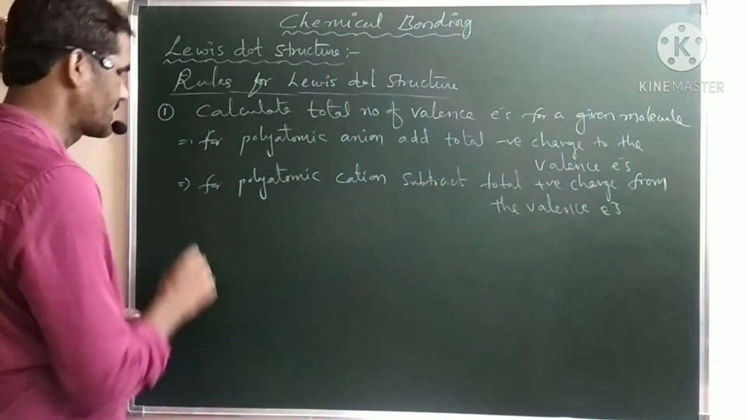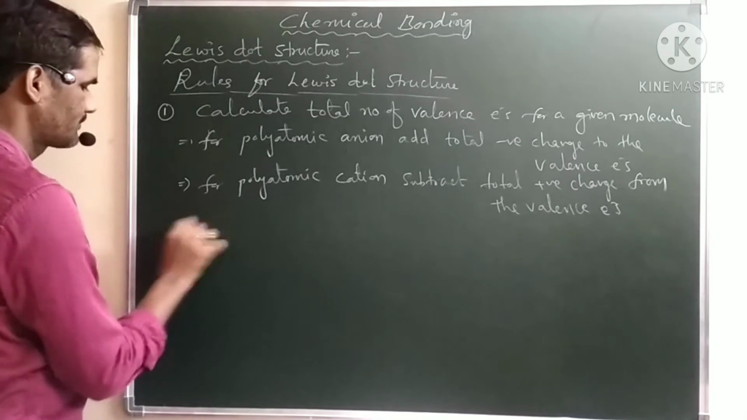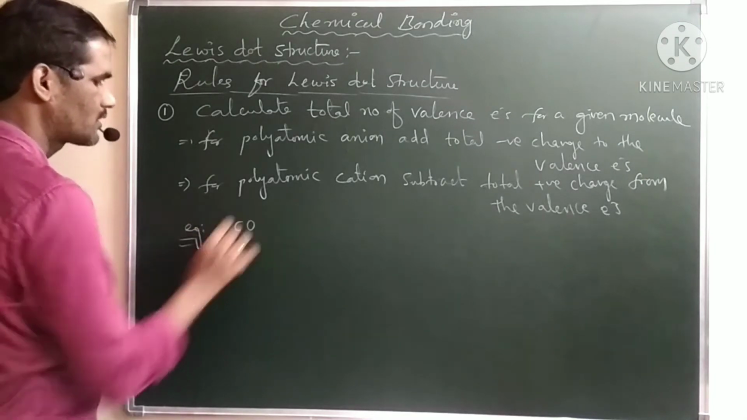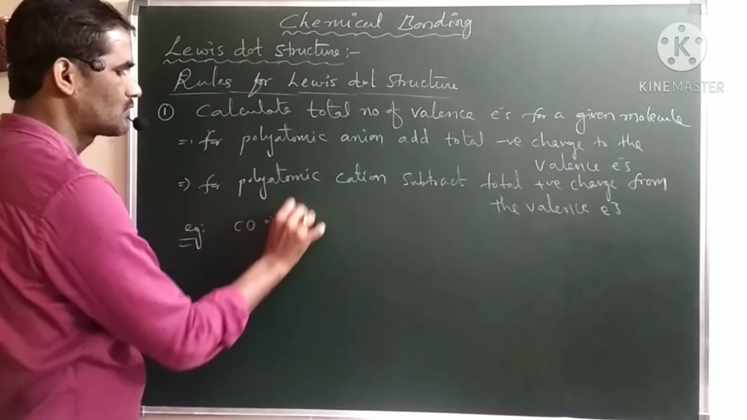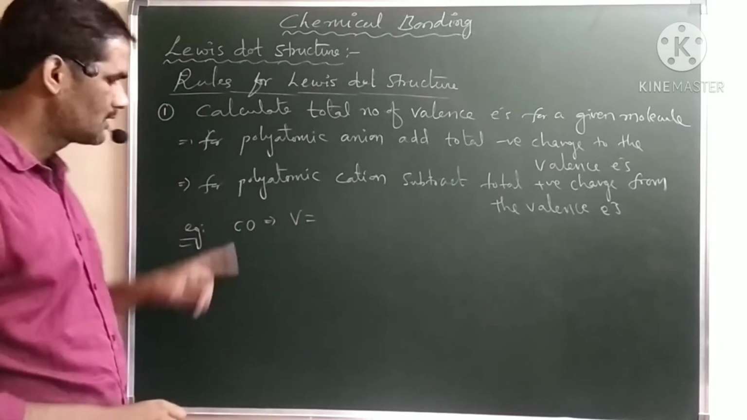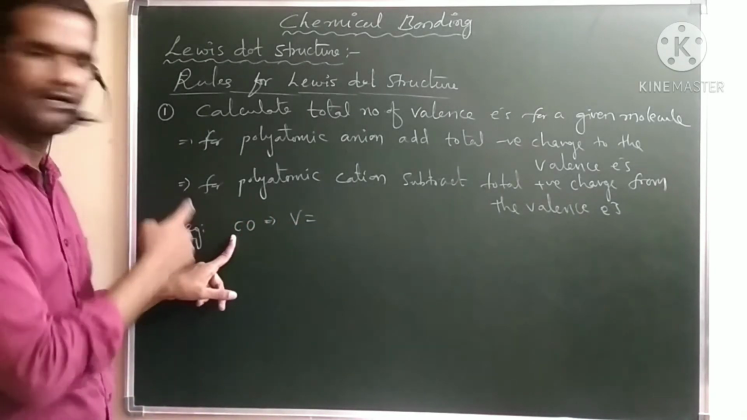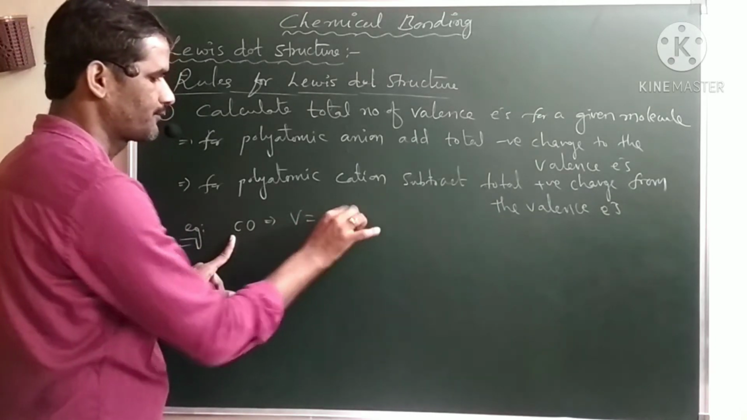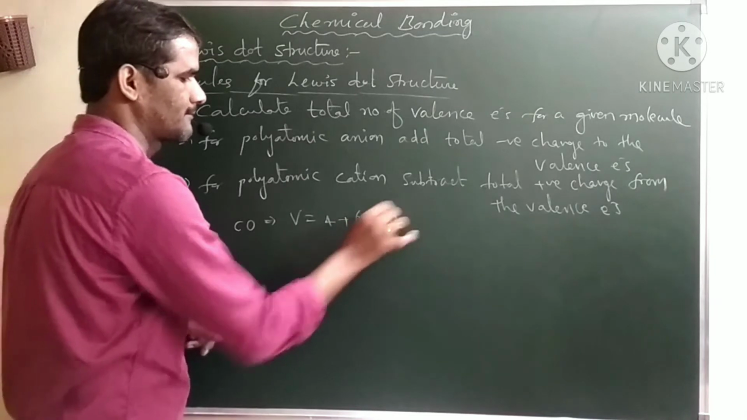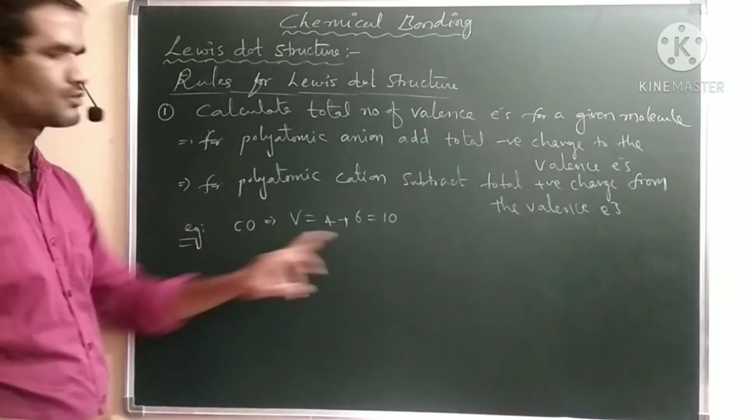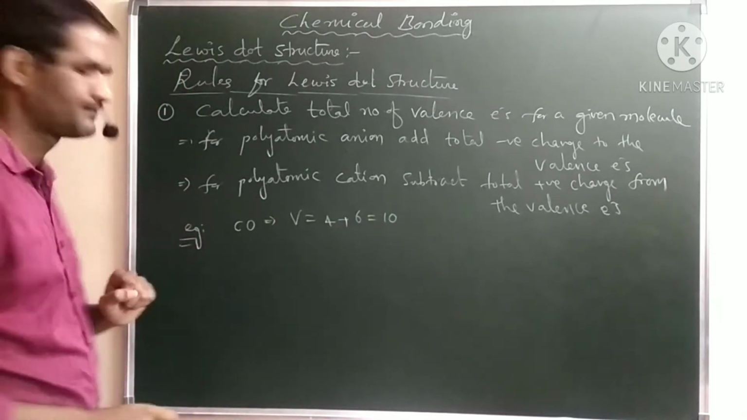Let us take an example. Let me take one neutral molecule, carbon monoxide. What are the total valence electrons? For carbon, the valence electrons, as already discussed, is 4. For oxygen, valence electrons is 6. So for carbon monoxide the total valence electrons is 10.